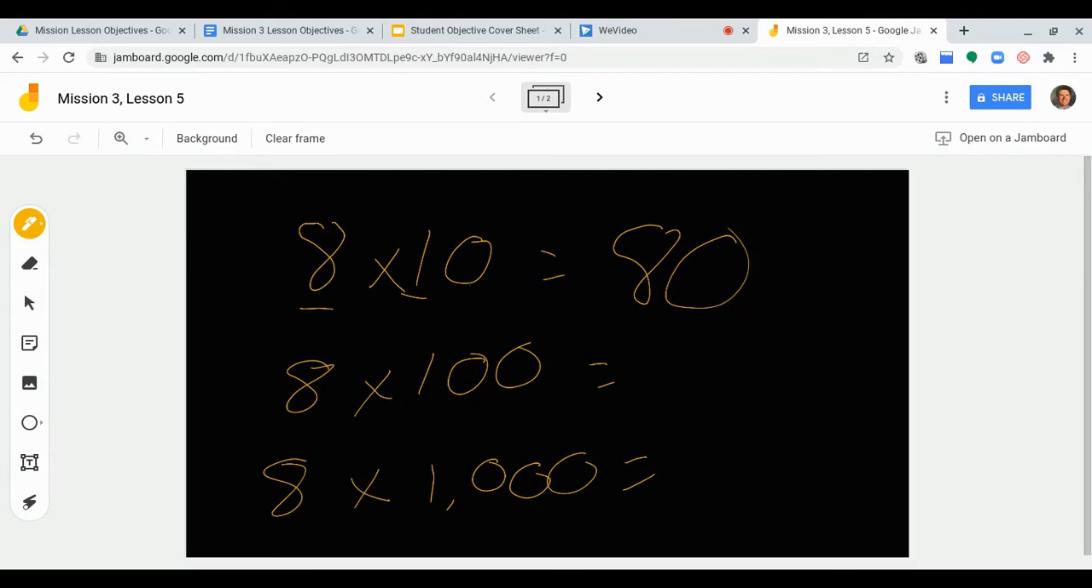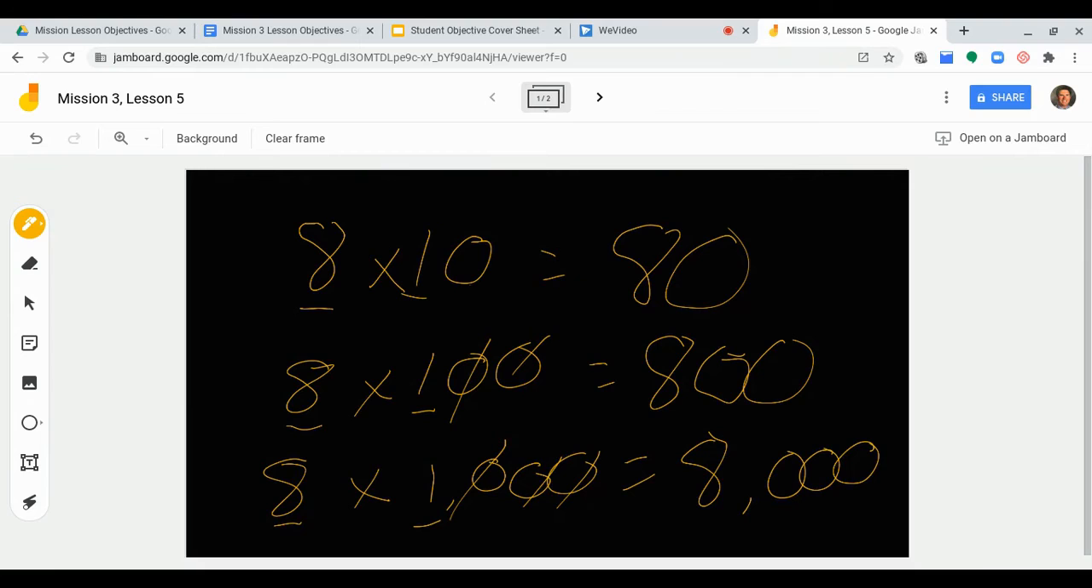I'm going to do the same thing now for 8 times 100. Well, 8 times 1, again, is just 8. And then how many zeros did I have? 1, 2. I just tack those zeros on. 8 times 100 is 800. And then 8 times 1000: again, 8 times 1 is 8. How many zeros? 1, 2, 3. Just put those on. 8,000. So 8 times 1000 is 8,000. This isn't anything real new for you, but the secret is in what I call the zeros trick: just multiplying, and then putting the zeros back on at the end.